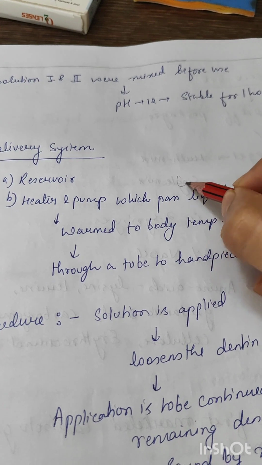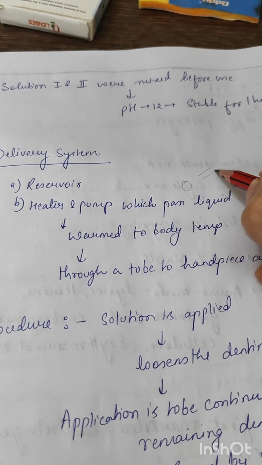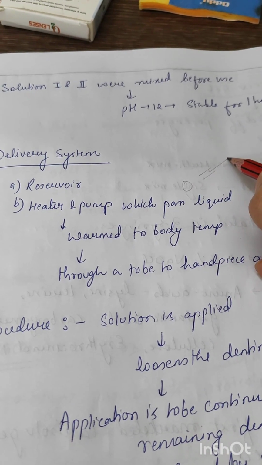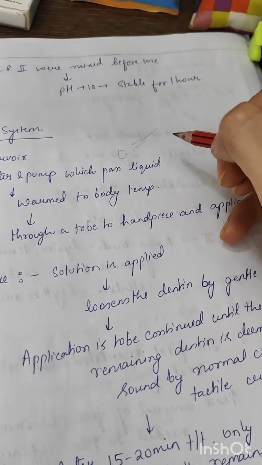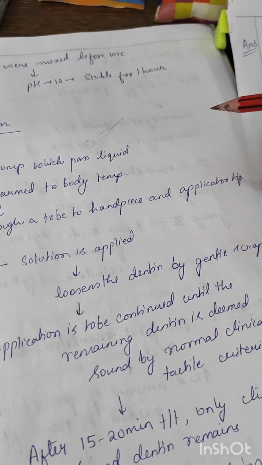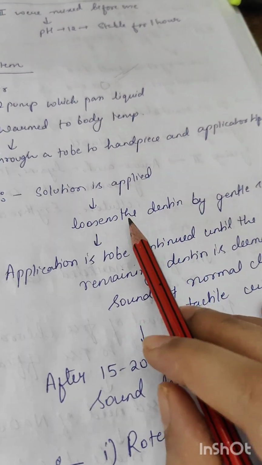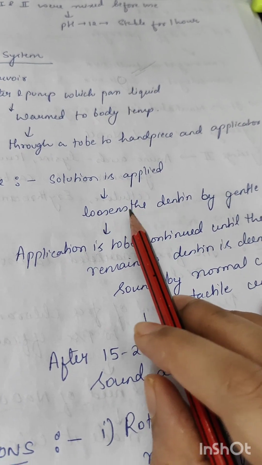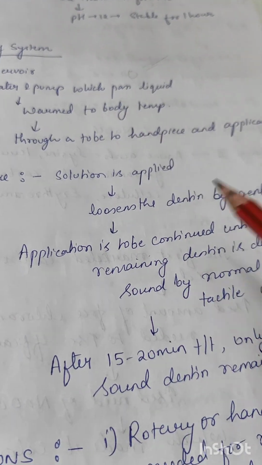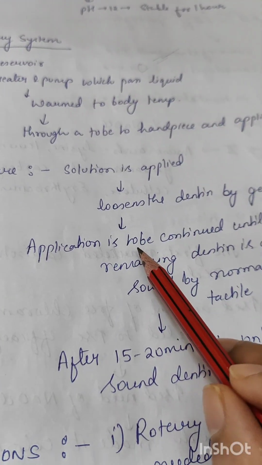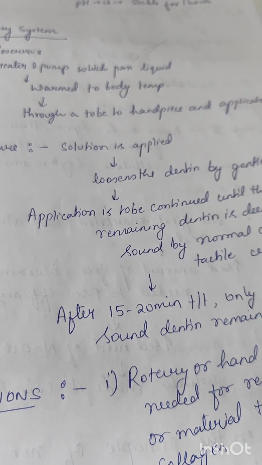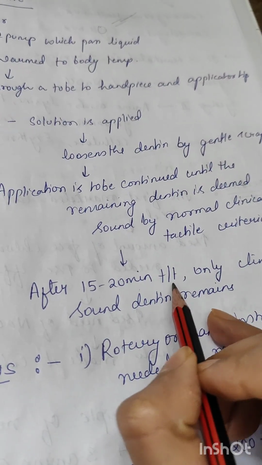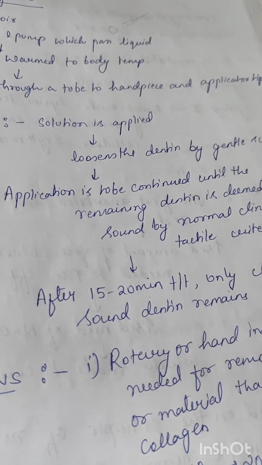The delivery system consists of a reservoir, a heater, and a pump which passes the liquid. The heater warms the liquid to body temperature through a tube or handpiece and applicator tip. Procedure: the solution was applied and it loosened the dentine by gentle scraping. It used to come out. Application is continued until you can see clean dentine there. After 15 to 20 minutes of treatment, only clinically sound dentine remains.